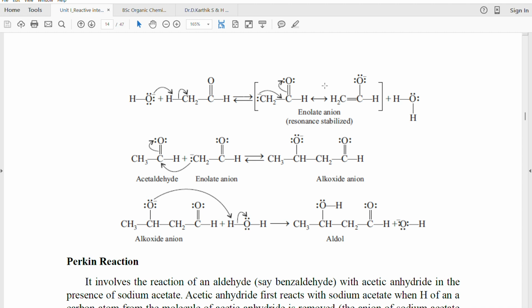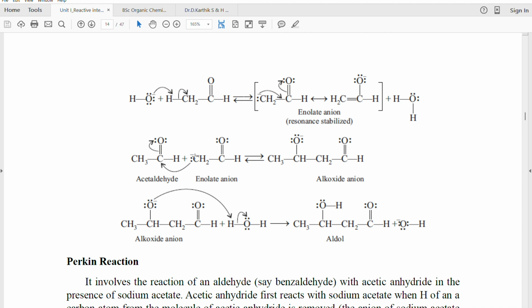As I said in the last Wagner-Meerwein rearrangement, for the carbocation we have to look for the most stable state, where the carbanion or any intermediate it forms will be most stable, right? So here you have only one possibility, the carbanion formation on this CH2 carbon, that will be stabilized by this resonance structure, right? You have only one carbon which will be stabilized by the resonance structure. So that is resonance stabilized. Now this resonance stabilized carbanion will attack the second molecule of the aldehyde.